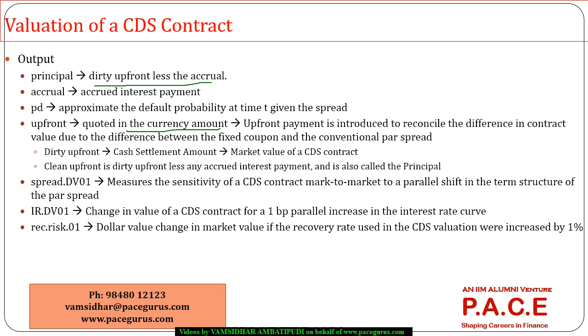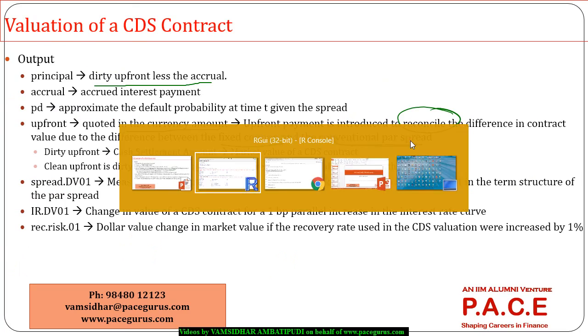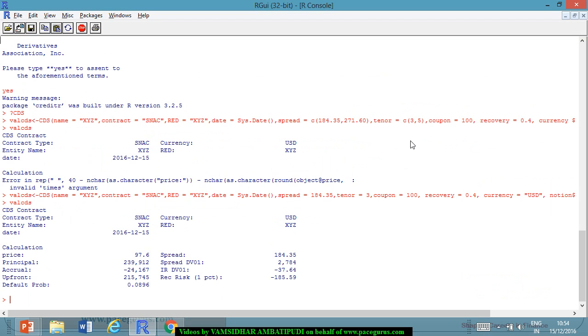It is primarily introduced to reconcile the difference in the contract value due to the difference between the fixed coupon and the conventional par spread. The fixed coupon is only 100, whereas the conventional par spread is 184. Because of this, there is an upfront of 215 that is coming out.